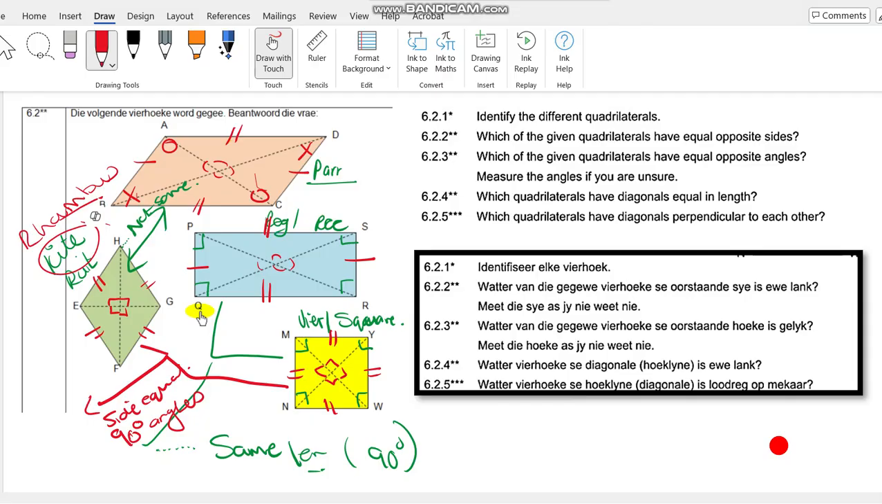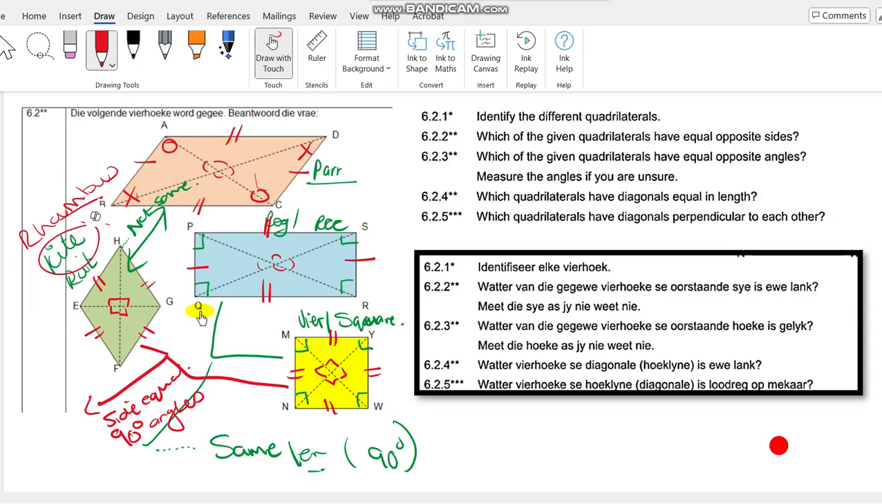Now I'm just going to go with you through the other questions because you can answer that, I think, actually quite on your own. So if you can answer that, pause the video, answer them, and then come back and mark it with the rest of the video. Which of the given quadrilaterals have equal opposite sides? Watter van die gegee vierhoeke se oorstaande sye is ewe lank? So that would be all of them. All of the opposite sides are the same. The next question is which of the given shapes have equal opposite angles?